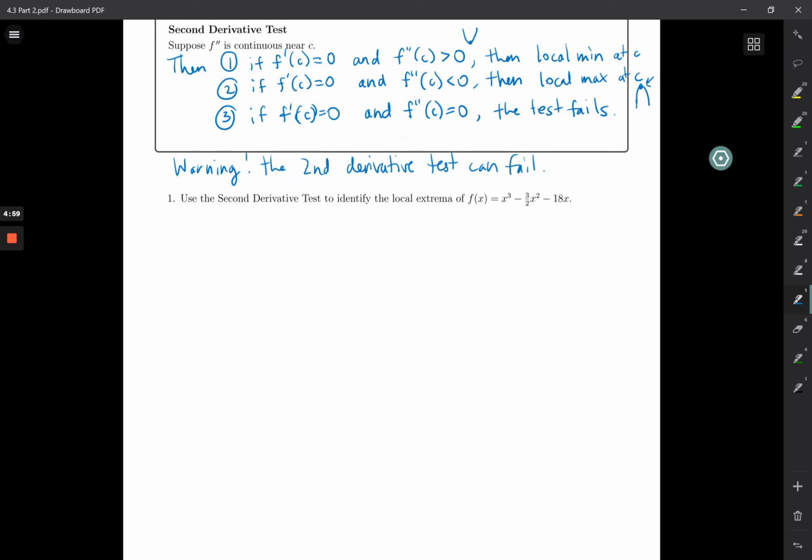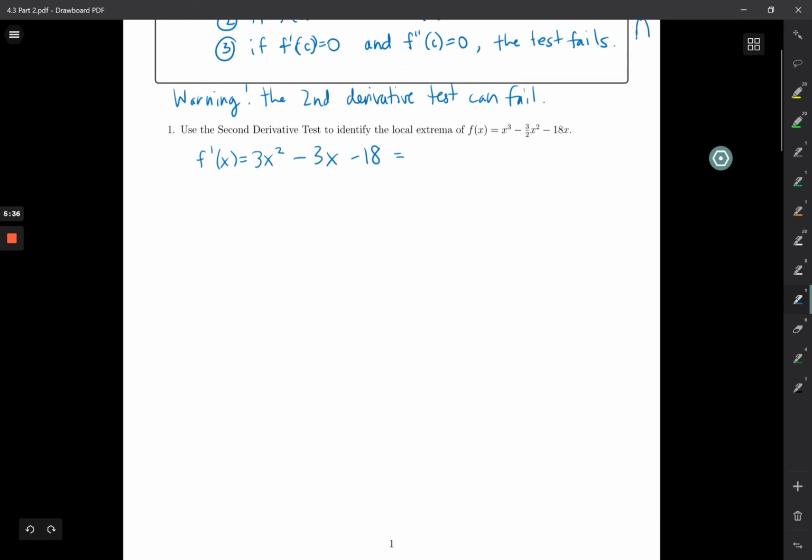Okay, so now let's do the example. We're just asked to use the second derivative test to find the local extrema. We're given the function, so we have to find the critical points first, and then we will test the second derivative at each of the critical points. First we find the first derivative. That will be 3x squared. If I bring that 2 down, it will cancel with the 2 in the denominator, so this will just be 3x minus 18. And then we should go ahead and factor this.